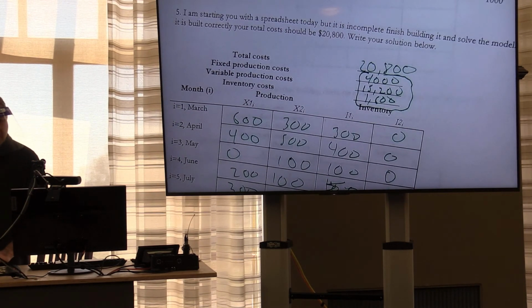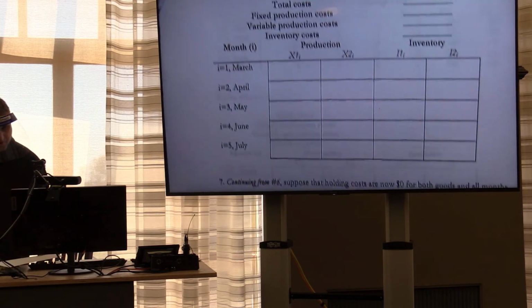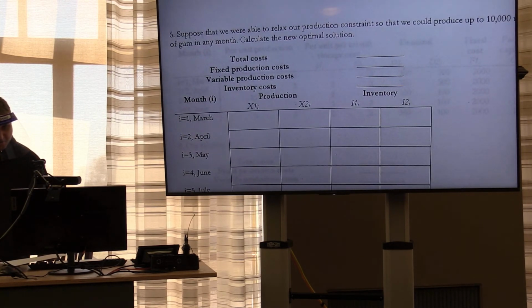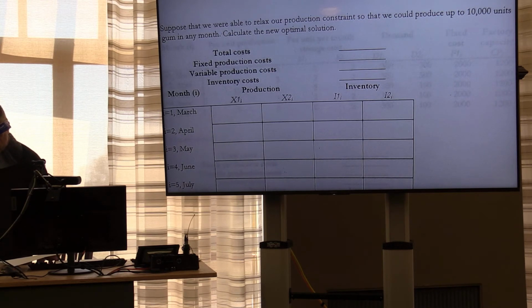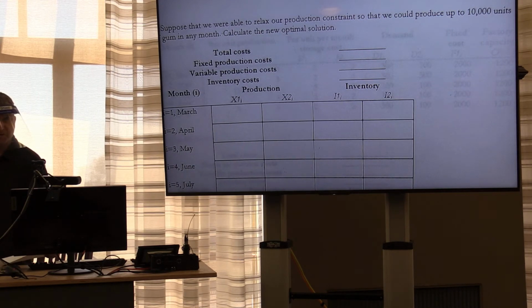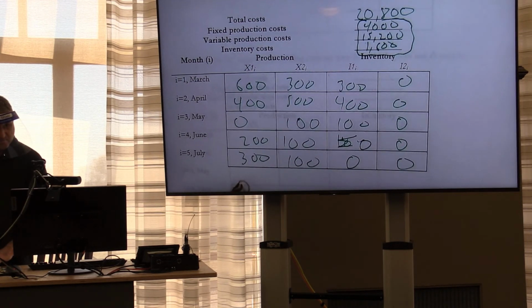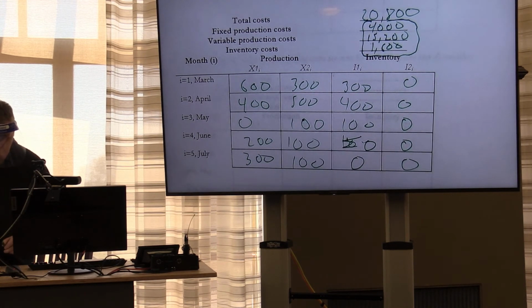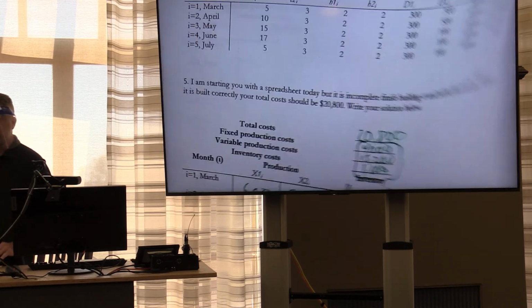Okay, those of you who got that answer, what you're going to do next is go into your model and change it such that now the production constraint is relaxed. Maybe we get more factory space, and now we can produce up to 10,000 units of gum in any month, and then resolve and recalculate the new optimal values. Sarah and I will come around and help anybody who didn't get that answer for number 5. If you got this answer for number 5, go ahead and do number 6.